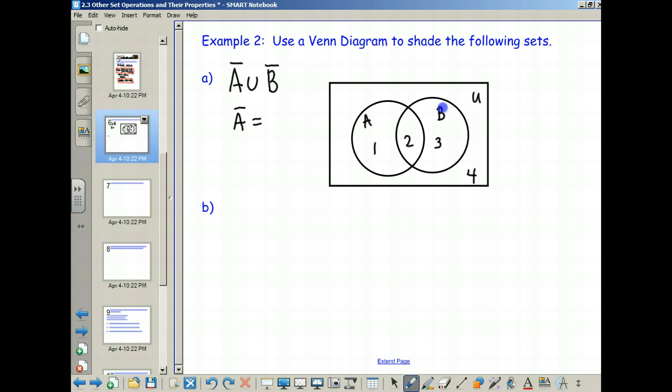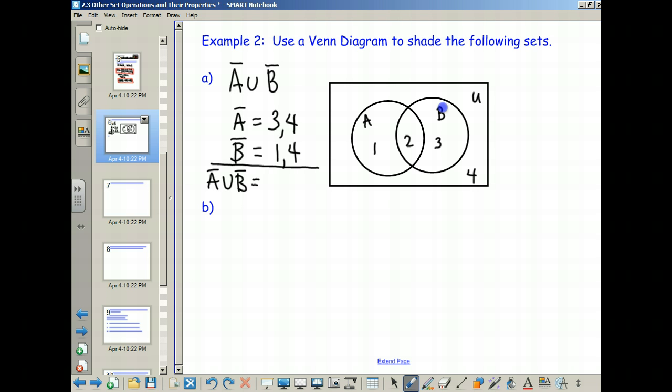Which of these numbers are in A complement? 3 and 4. B complement. Which of these numbers are in B complement? 1 and 4. And we're going to do this kind of like when you did addition as a small child, right? What I want to do now is to take both of those and I want to combine them, and my combination is going to be the union. So A complement, union, B complement.